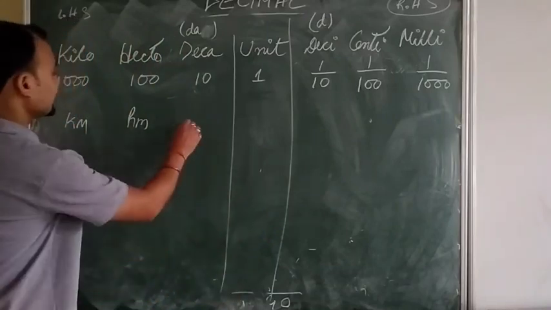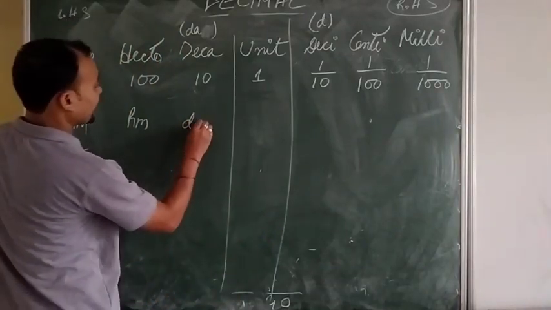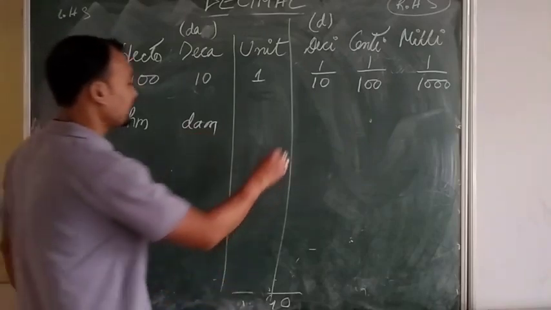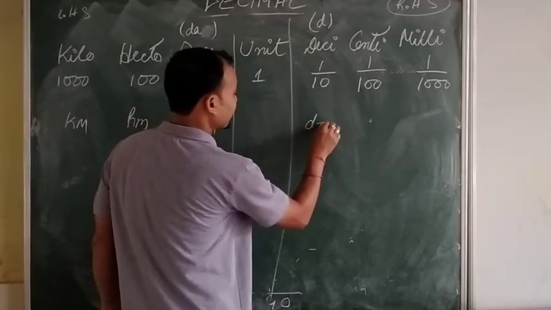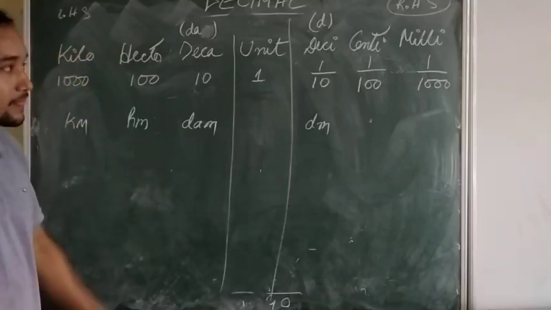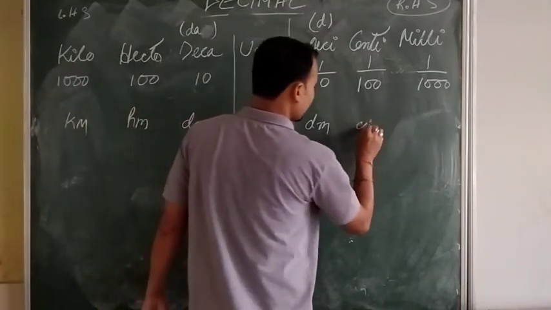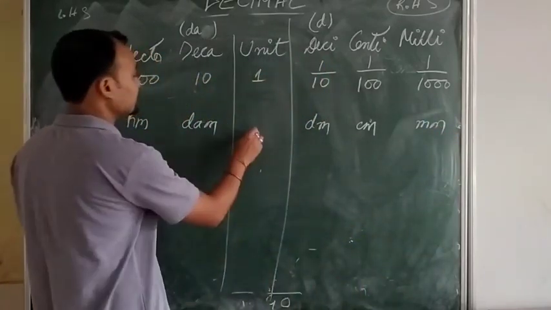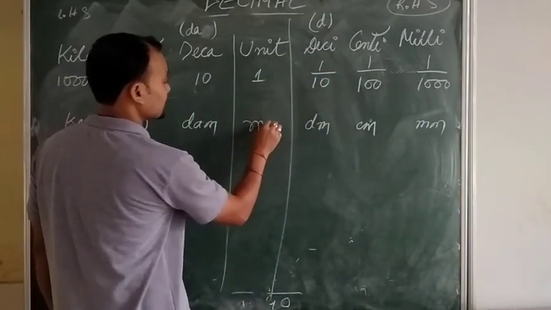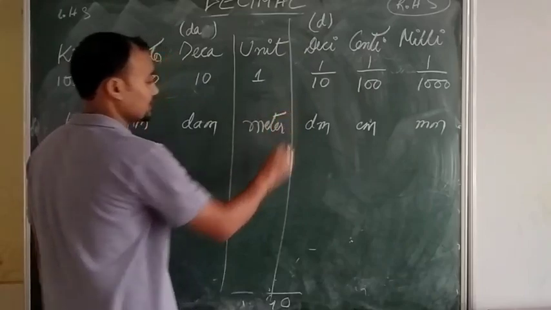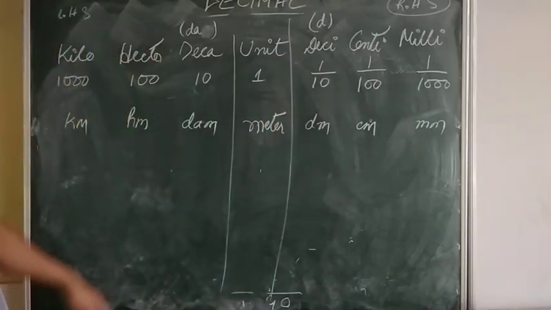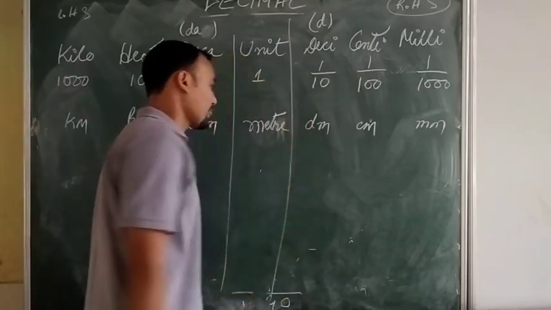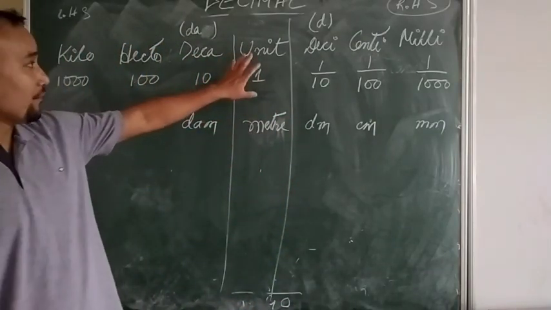Like if I write DAM, it means decameter. Don't get confused, okay? And if I say DM, it is decimeter. Similarly, CM is centimeter. We are all aware of these terms, millimeter. And what is this? This is meter, MTR. This is the base.